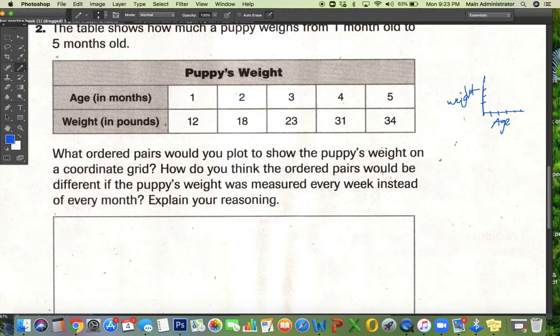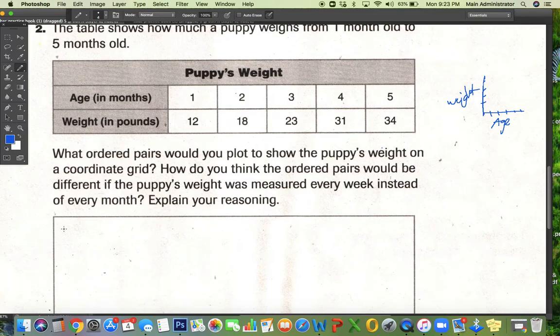And how do you think the ordered pairs would be different if the puppy's weight was measured every week instead of every month? Okay, so if this is once a month, I notice a big increase each time. If you were weighing the puppy once a week, let's see, in a month, the puppy gained 6 pounds. But in a week, it'd probably gain like a pound or something. So it would look less.